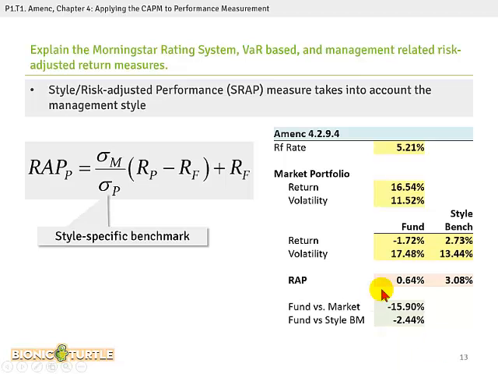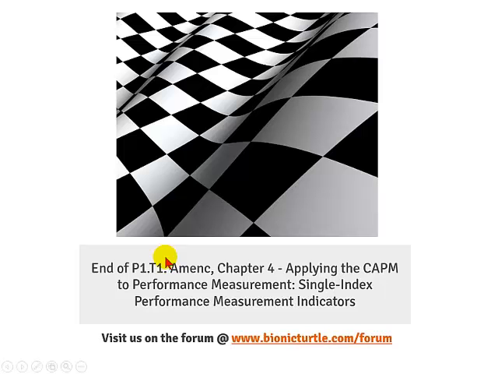And so the fund of 0.64 minus the market return of 16.54%. You can see on that basis, this fund dramatically underperforms by negative 15.9%. However, relative to the style benchmark, 0.64 minus 3.08%, it still underperforms, but it's much less dramatic, only negative 2.44%. So that's just a summary exhibit of that final concept here, style or risk-adjusted performance measure. And that concludes the Amenc Chapter 4 on single index performance measurement indicators. Thank you.